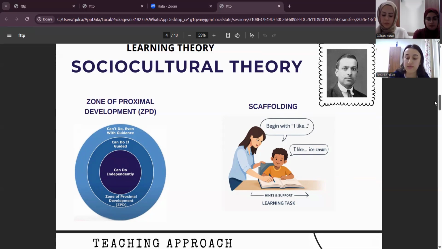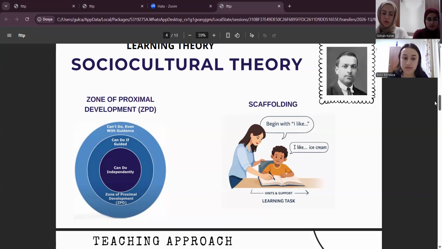And scaffolding is the support given by a teacher or a more knowledgeable person, and this support is gradually removed. For example, a student cannot form a sentence alone, but with hints from the teacher, they can do it. This is ZPD, and the hints given by the teacher are scaffolding.